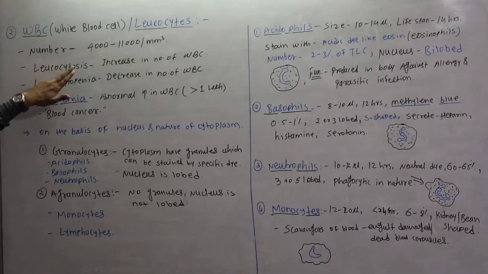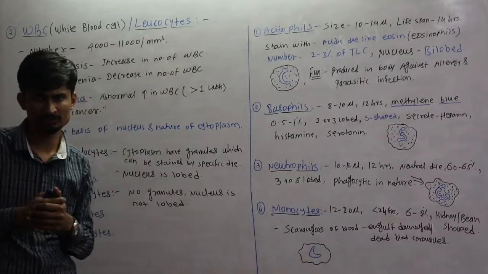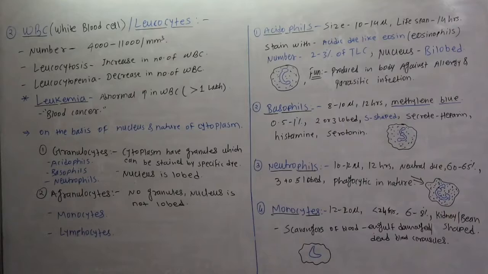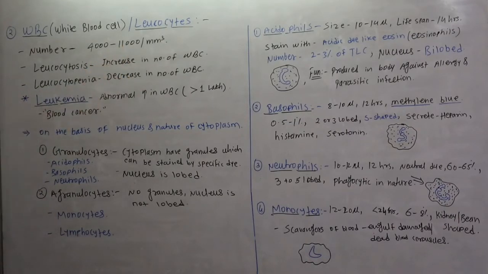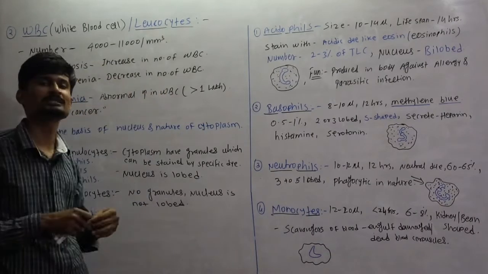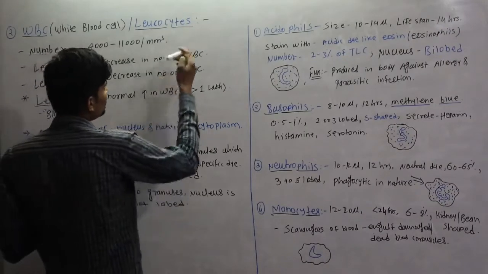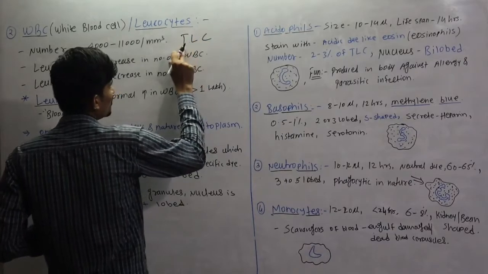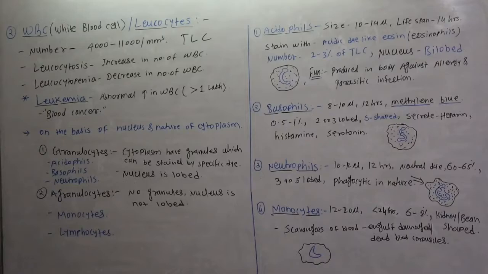Then leukocytosis. What is leukocytosis? Leukocytosis means increase in number of WBC. If the WBC increases more than 11,000, that condition is called as leukocytosis. Then leukocytopenia. Leukocytopenia means decrease in number of WBC count. Now another term, that is the TLC. TLC means total leukocyte count.